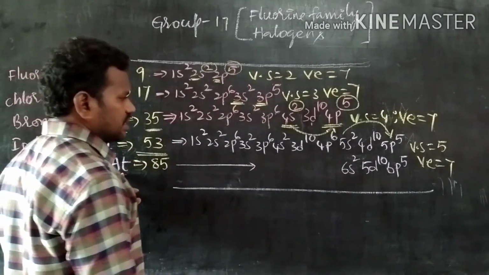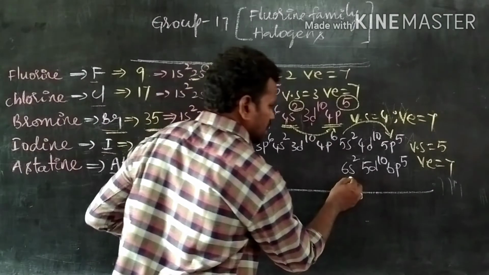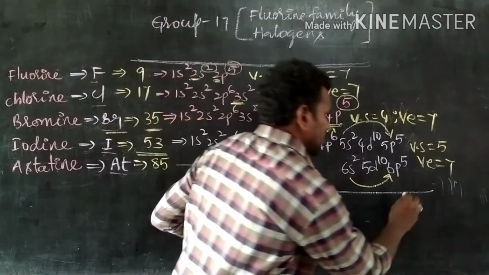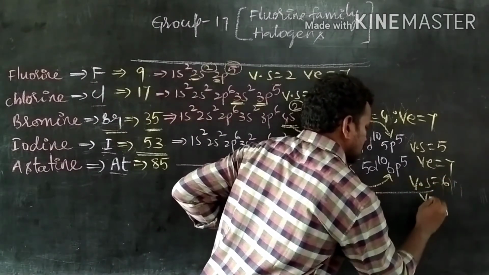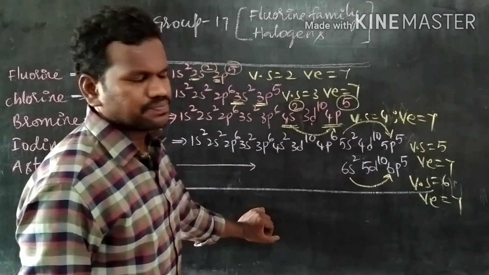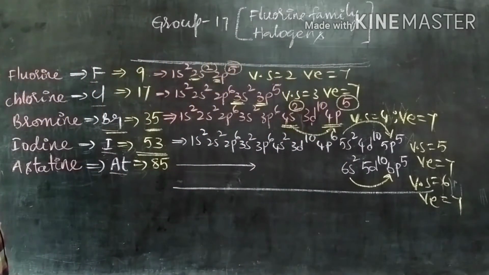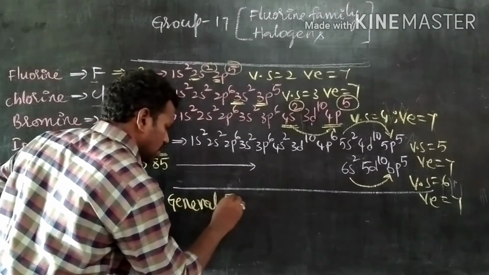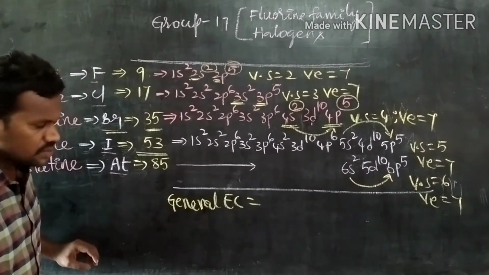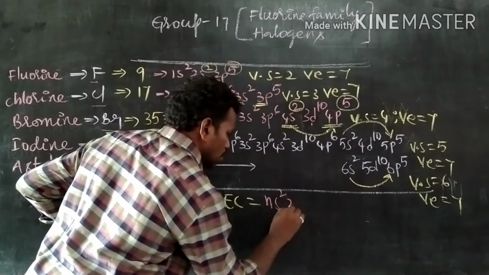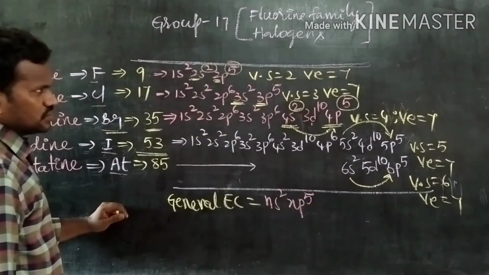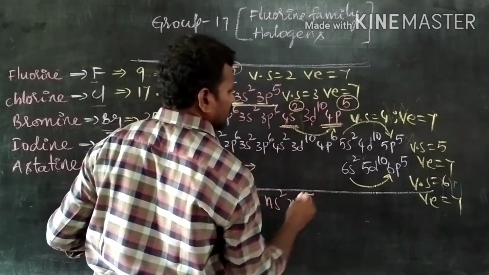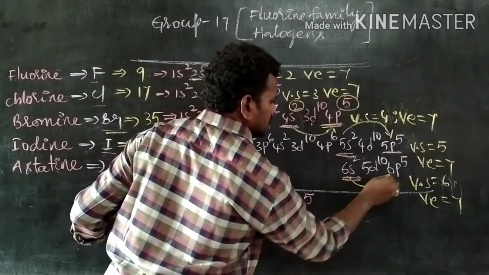Now let us come to astatine. Writing the electronic configuration, we get the valency shell as 6s2, 6p5. So the valency shell is 6. Valency electrons are 7. Now, understanding the total representation, the general electronic configuration can be written as ns2 np5: 2s2 2p5, 3s2 3p5, 4s2 4p5, 5s2 5p5, 6s2 6p5.